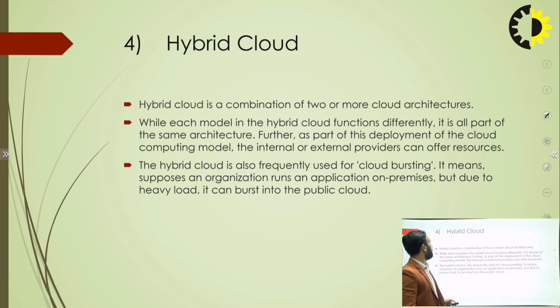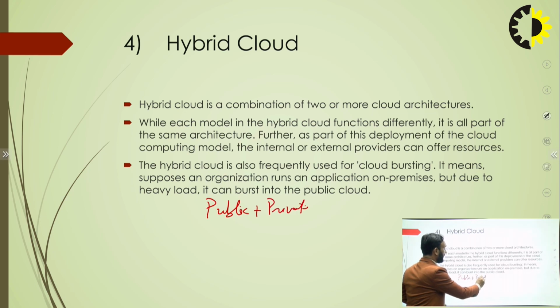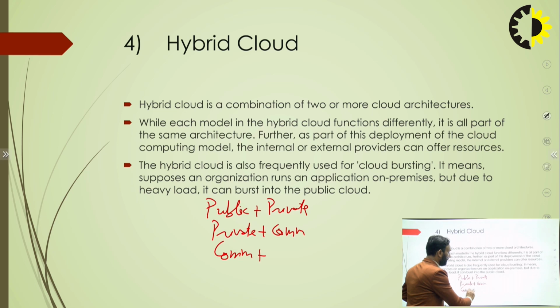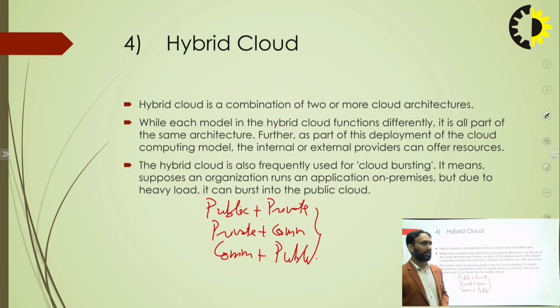Fourth one is hybrid cloud. As the name suggests, it is a combination of two or more clouds. Either it is a combination of public plus private, or private plus community, or community plus public, like that. It is the actual implementation of a cloud, the current deployment model that is mostly in use, that is a hybrid cloud.